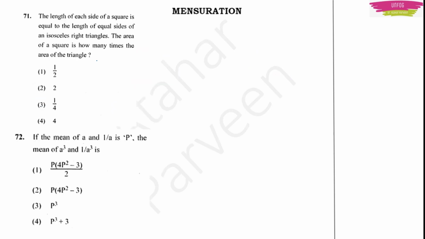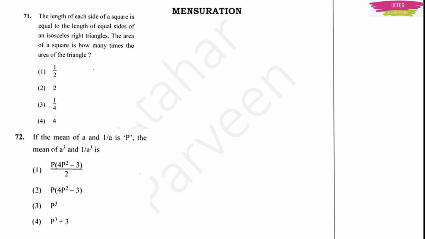Next question number 71. It is from mensuration. See here what they are telling. The length of each side of a square is equal to the length of equal sides of an isosceles right triangle. The area of a square is how many times the area of the triangle? See, if I imagine this, it is just a simple question.